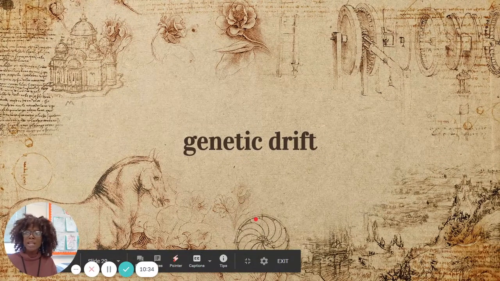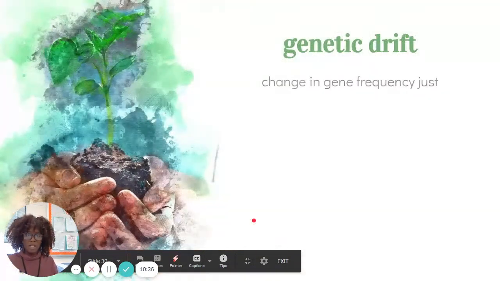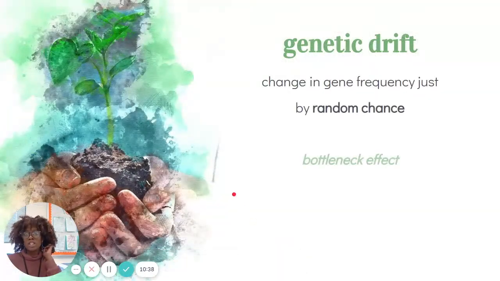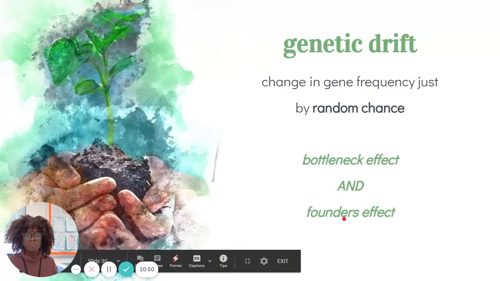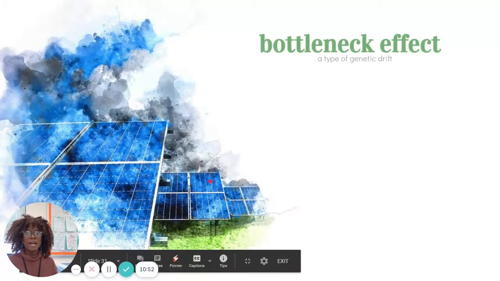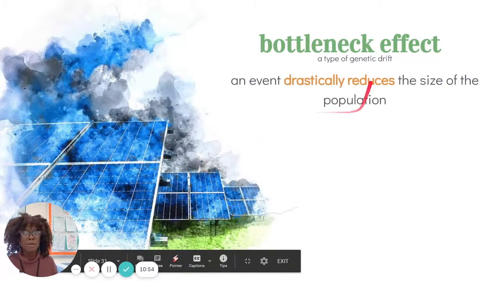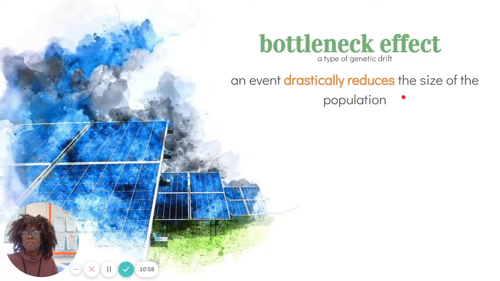Okay? Genetic drift. Genetic drift is the change in a gene frequency just by random chance. This usually occurs in very small populations. So we have two types, bottleneck and founder's effect. So the bottleneck effect, again, is a type of genetic drift. It's an event that drastically reduces the size of a population.